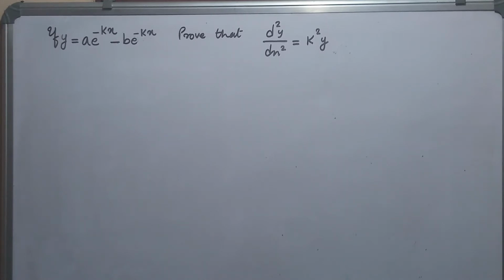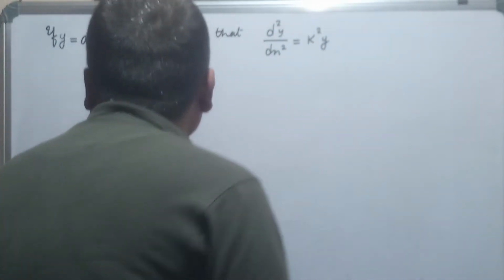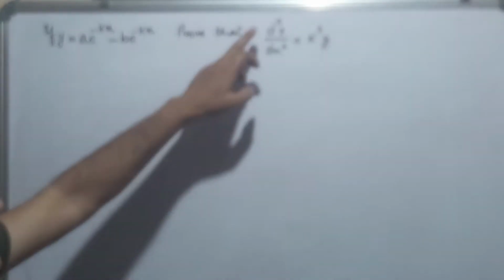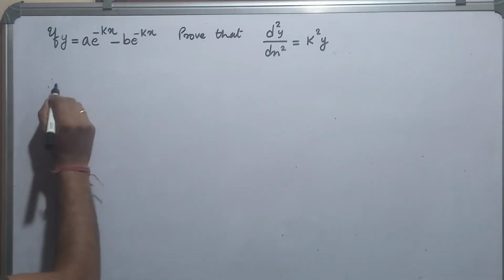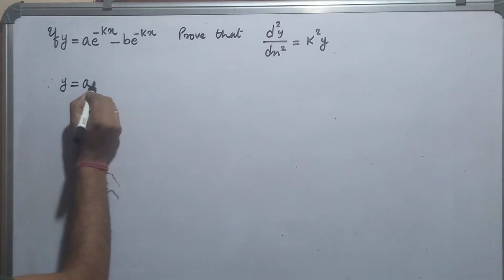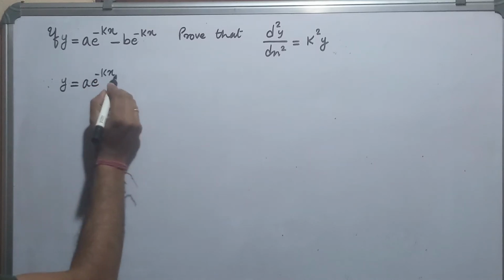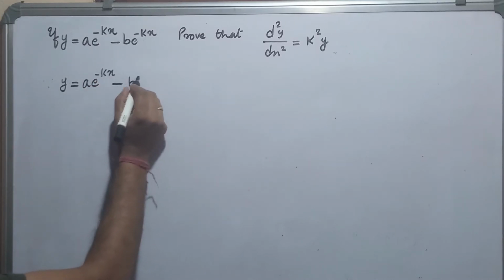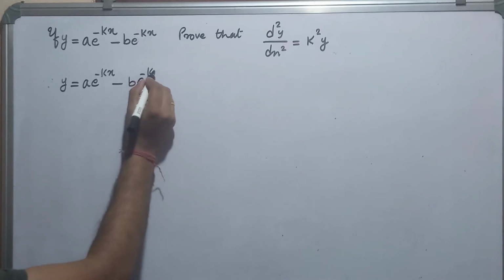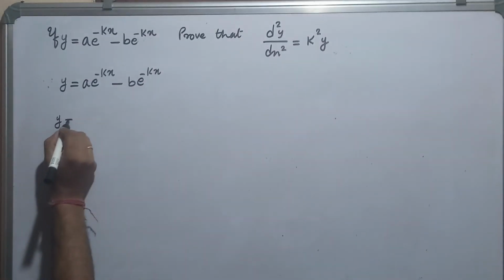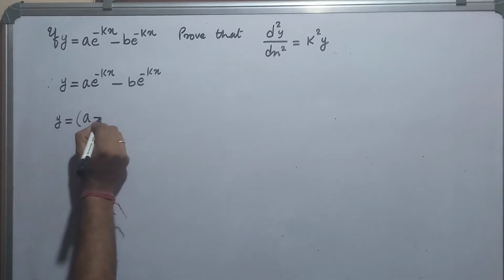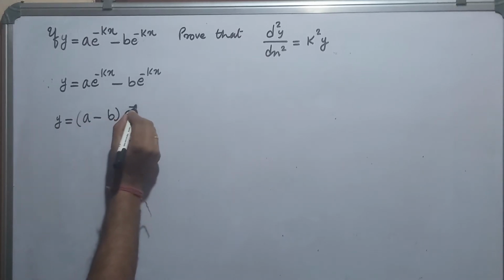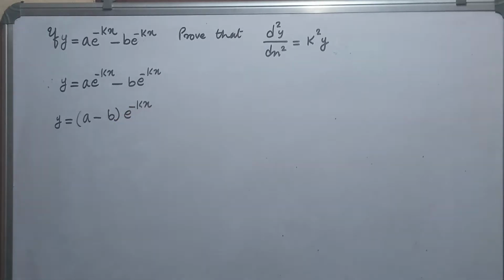Now another problem: y is equal to a e to the power minus kx minus b e to the power minus kx. Prove that d2y by dx square is equal to k square y. Since y is equal to a e to the power minus kx minus b into e to the power minus kx, from this expression we can take e to the power minus kx common. So it will be (a minus b) e to the power minus kx. The y is equal to this much.